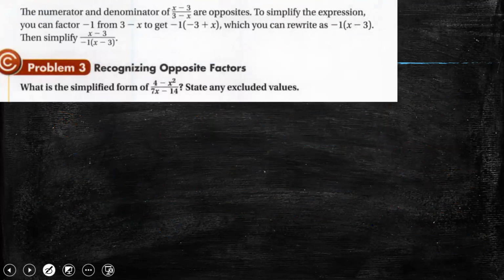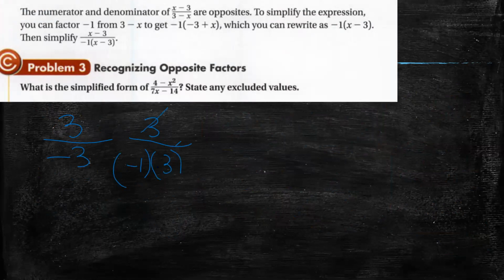let's now talk about something new, which is the opposite factors. If you have numerical fractions like 3 and negative 3, that means they are 3 up and down. It's negative 1 times 3. They are opposite to each other. So when you simplify it, you will find that the answer here is negative 1. This is for numerical fractions.